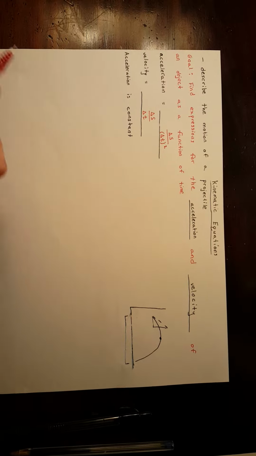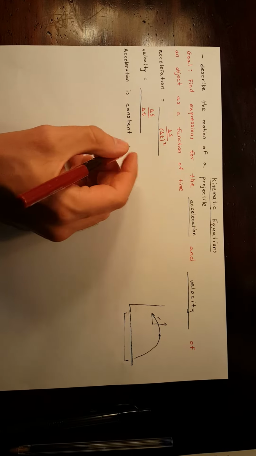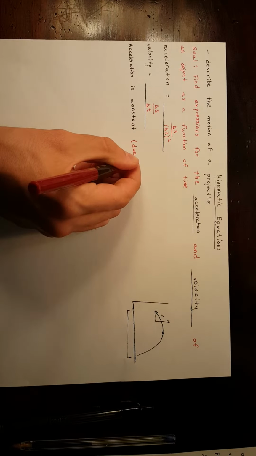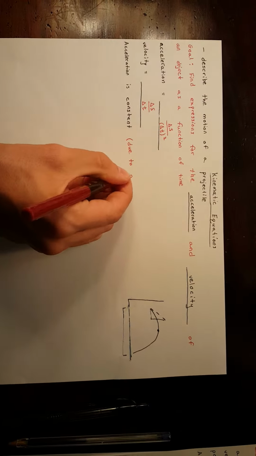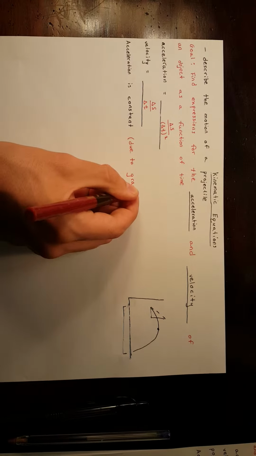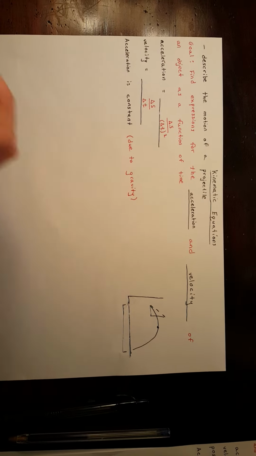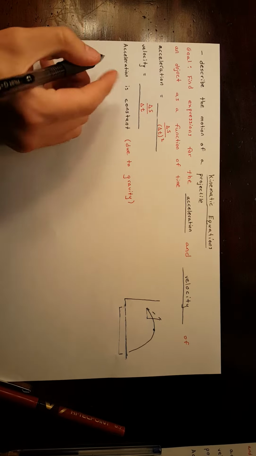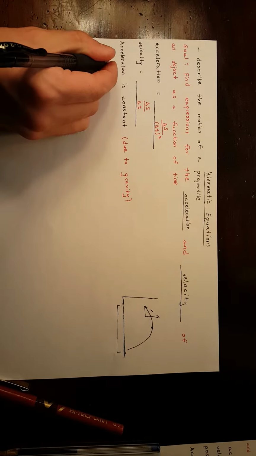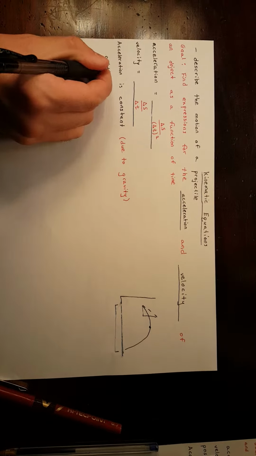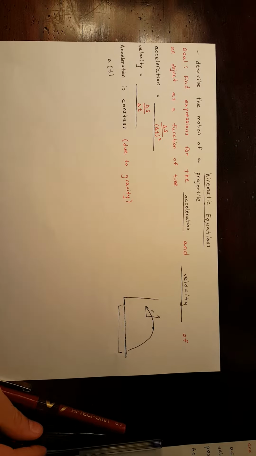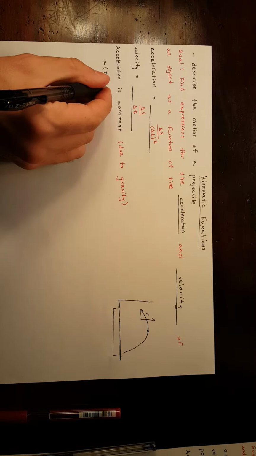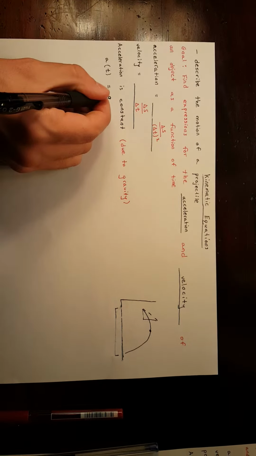So the acceleration in these examples is constant, and the reason for that is that it's due to gravity. So the acceleration is due to gravity. So we can say that a of t, so acceleration as a function of time, it's just going to be a number, so we'll represent it using the letter g for gravity. So a of t equals g.